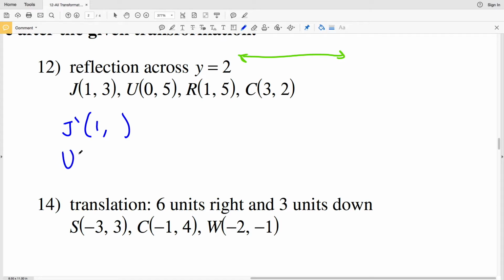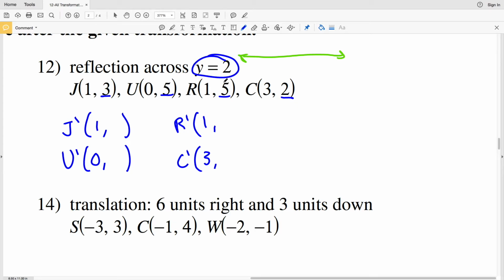J prime, U prime will have 0 as our x coordinate, R prime will have 1, and C prime we will have 3. Now we just need to figure out the y coordinates. 3, 5, 5, and 2. And since we're reflecting across y equals 2, we have to see the distance that this number is away from that y equals 2, and then go below 2 by that amount.